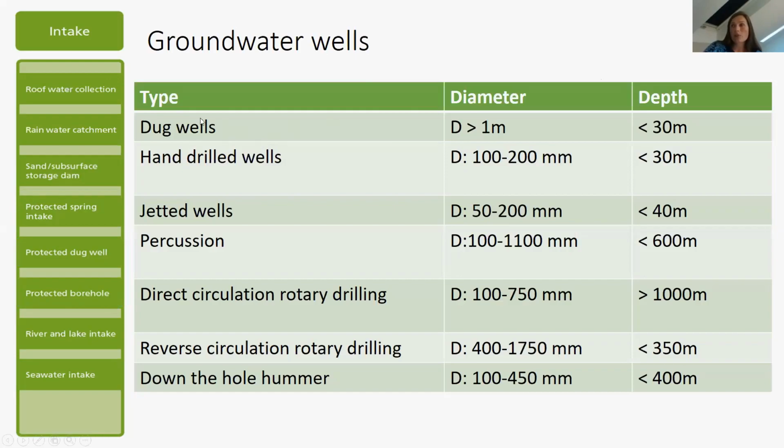If you think about dug wells, the diameter is relatively big and the depth might not exceed more than 30 meters. But then there are different ways of drilling or jetting wells, and this table provides information on how deep you can go and what possibilities there are. It's nice to have the overview to define what's locally available and what resources are there to be able to build wells, especially deep wells, to reach the deep groundwater.